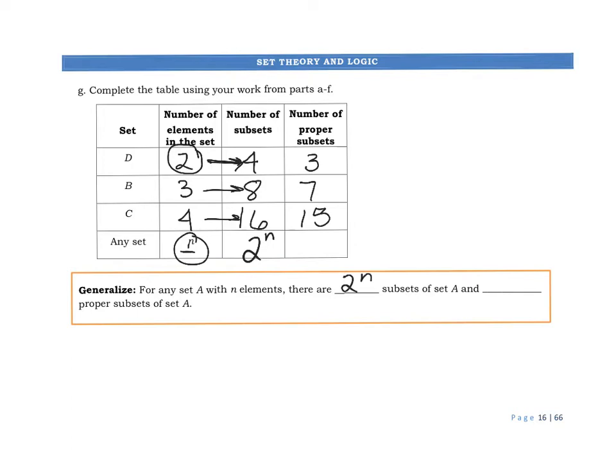All right, how did we figure out the proper subsets? Well, it looks like it's just 1 less. So we take our 2 to the n and then subtract 1. So there would be 2 to the n minus 1 proper subsets of set A with n elements.